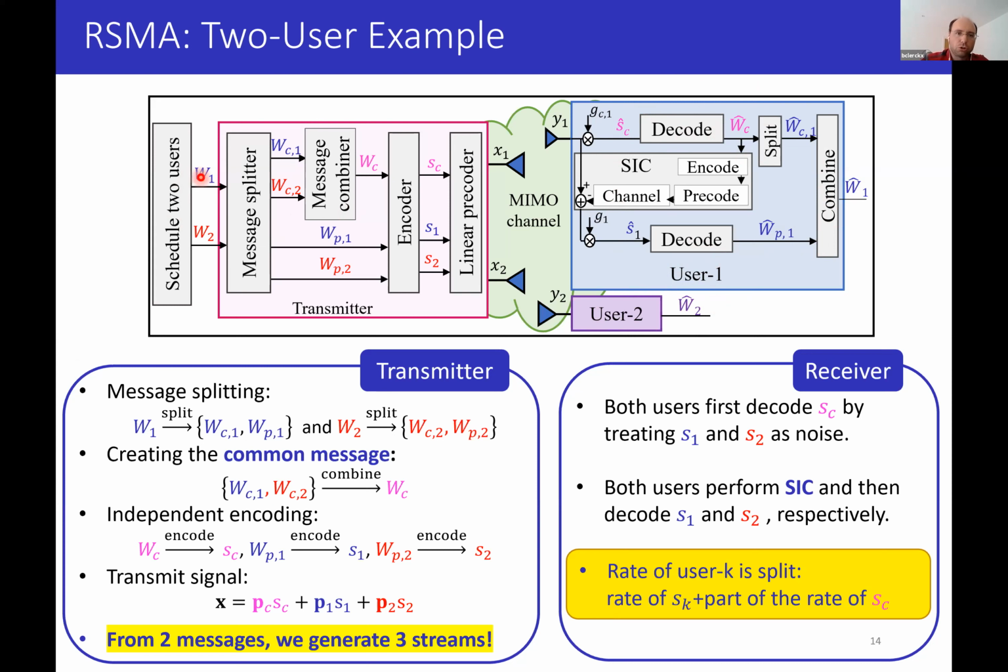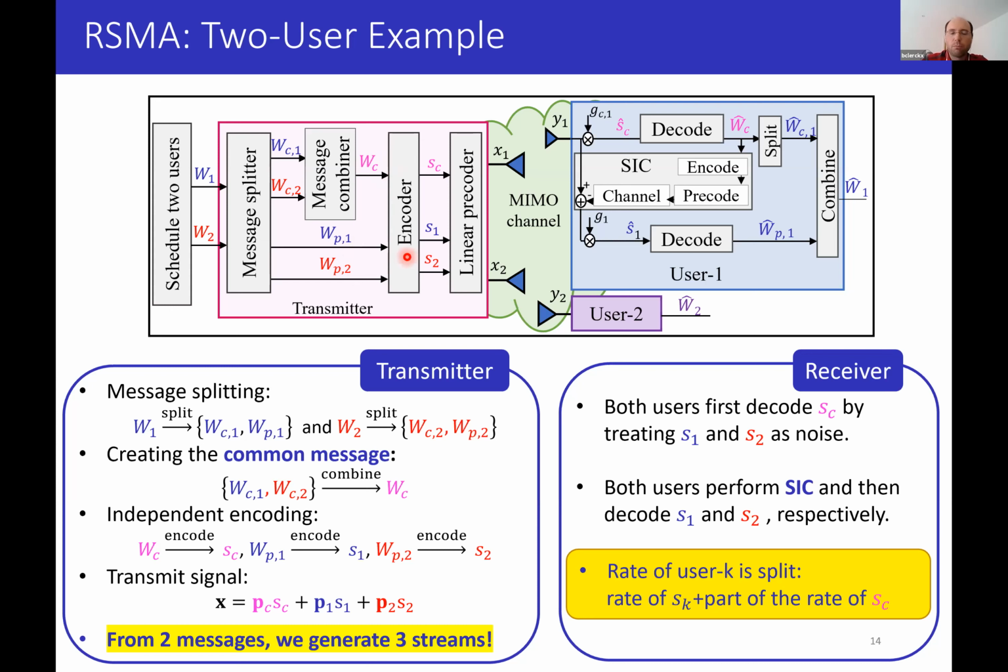So what do we do? Instead of encoding those two messages directly into two streams, as we would have done, for instance, with SDMA or with NOMA, we split them. W1 is split into WC1 and WP1, and similarly W2 is split into two parts. So this is the message split part. Then we take the common parts and combine them into a new message WC. And essentially now we end up with three messages: WC, WP1, WP2.